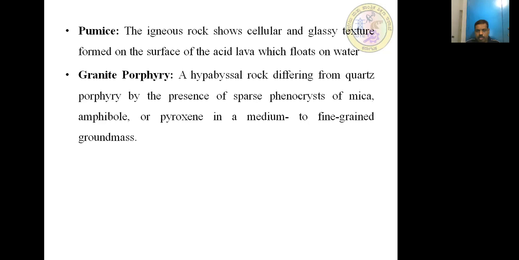Next one is granite porphyry. It is a hypabyssal rock differing from quartz porphyry by the presence of sparse phenocrysts of mica, amphibole or pyroxene in a medium to fine-grained groundmass. So this is about the descriptive study of igneous rocks.